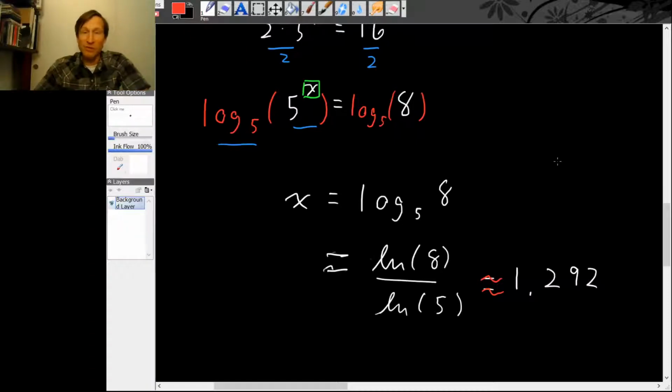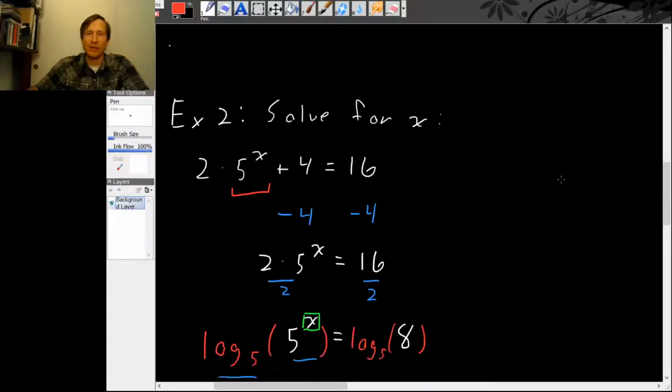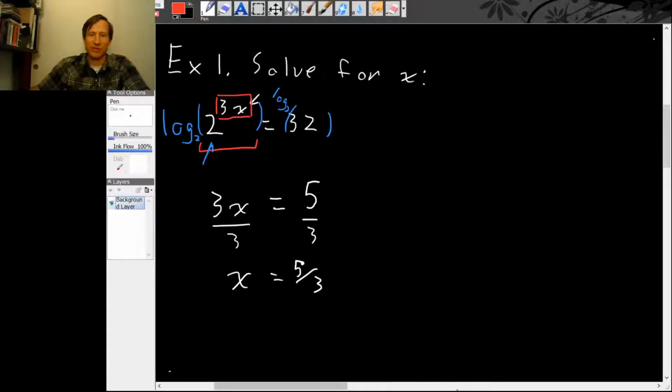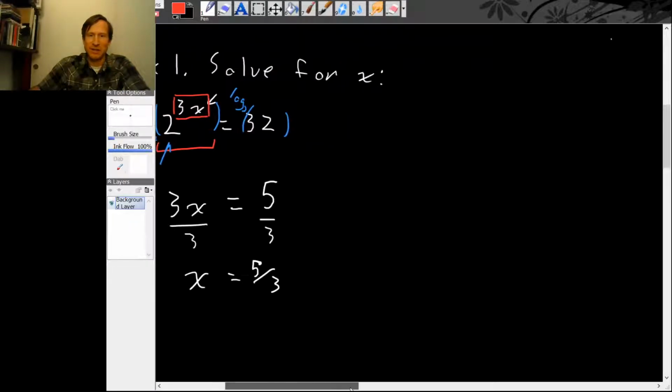Okay, so the moral of the story here is, if you have an equation with an exponential in it, first isolate the exponential and then use a logarithm to get access to the exponent. Okay, so let's see how this works for an application.